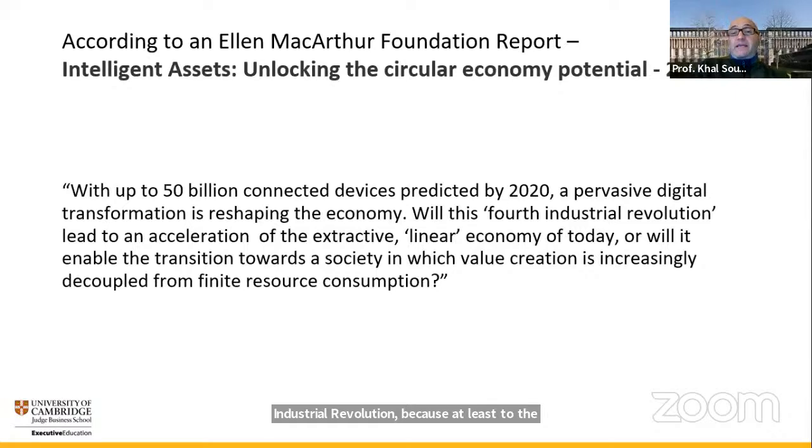So what this report emphasized, it was a very well written report, I think it's a fantastic report to read, is that as we transition towards a society in which value creation is increasing, we will be using more devices, and these devices will be more connected. And this connection will allow for the transfer of data and information. So the Internet of Things would be one of the key structures that will extract this information.